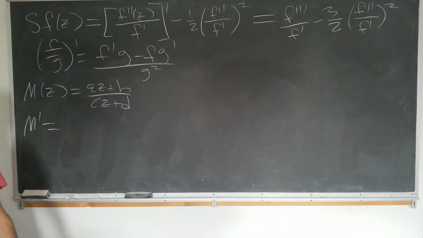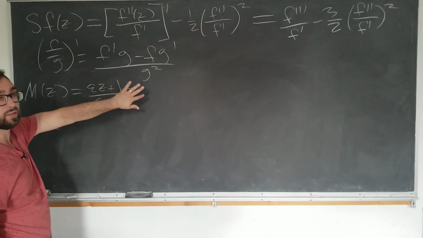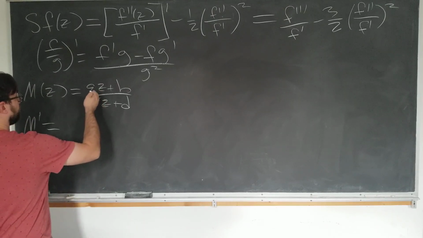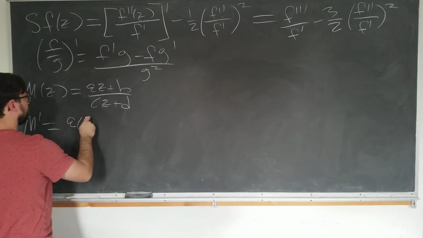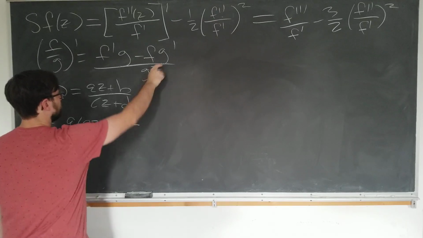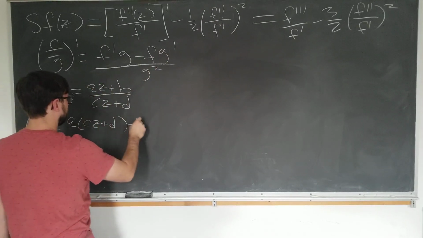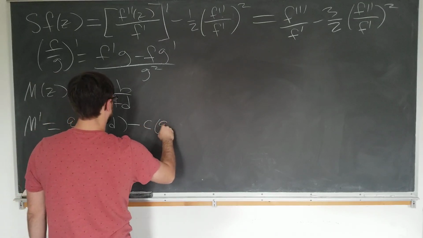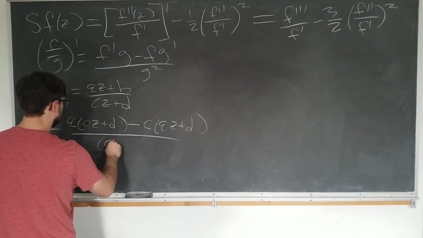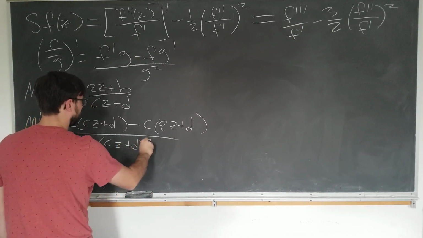M prime is going to be just a straightforward application of the quotient rule here. We're going to have a times the bottom function, cz plus d, minus the derivative of the bottom function, which is just going to be c times the top function. And this is over cz plus d squared.